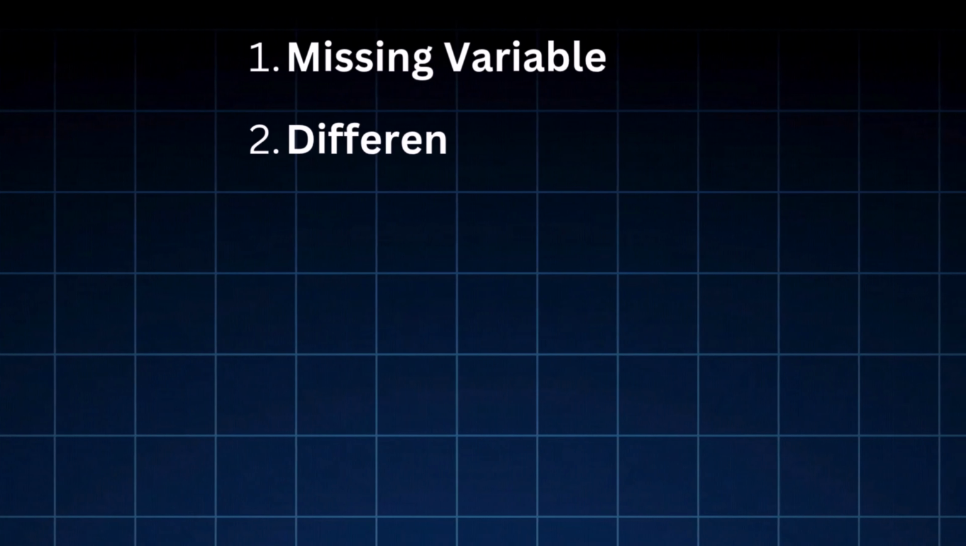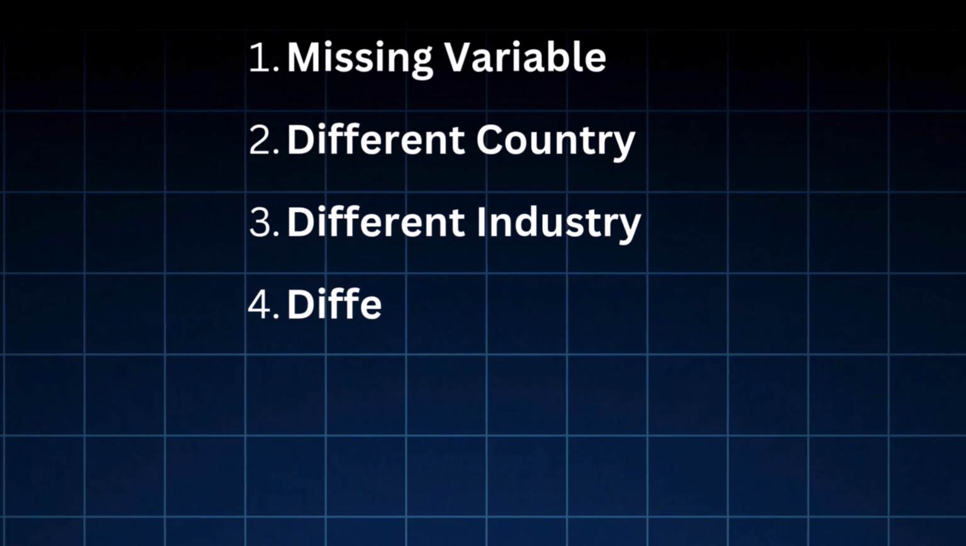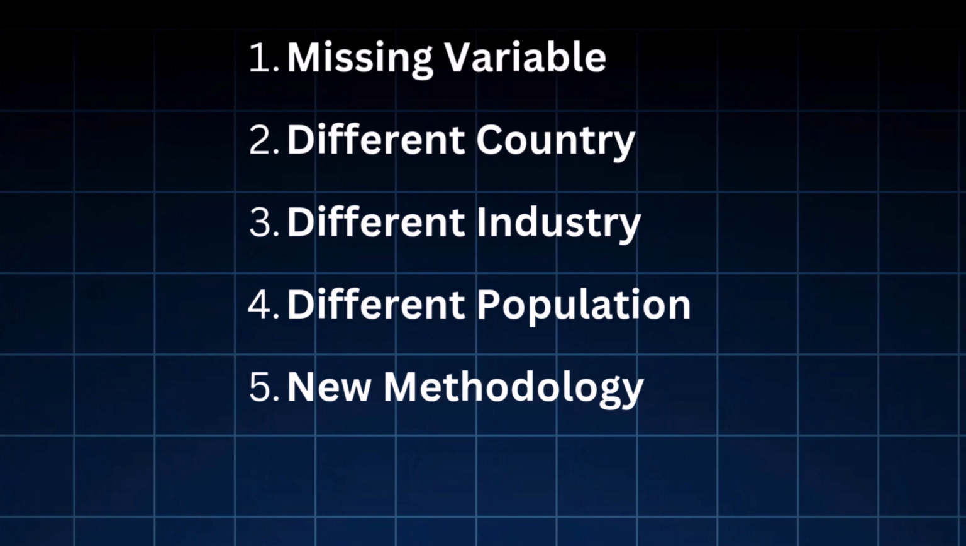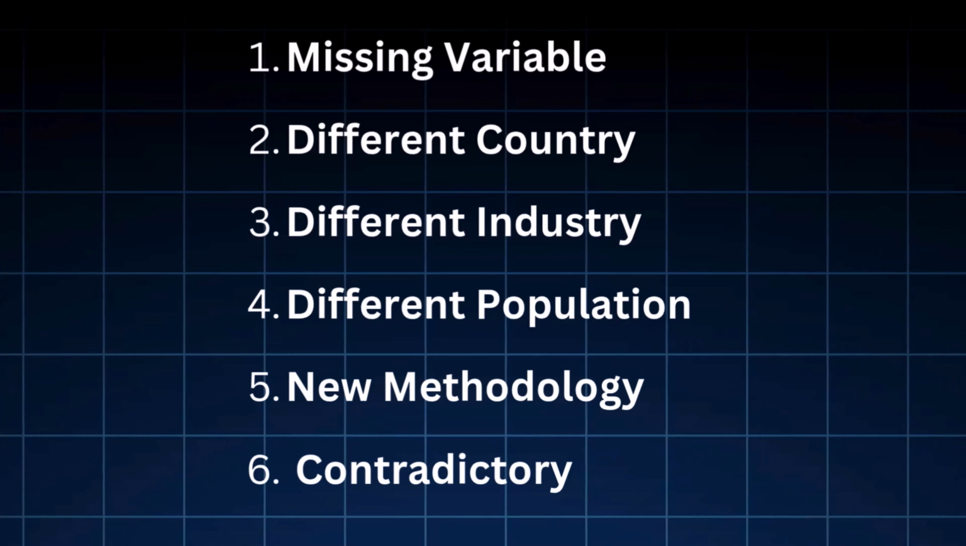A research gap is something previous studies haven't fully explored. It could be a missing variable, a different population, a new methodology, or an unanswered research question. Finding this gap makes your study original.